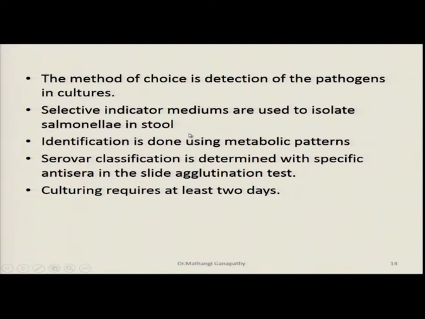So, how do we detect this? Detection of the pathogen in the culture. You take stools, get swabs, and then isolate the organisms, detecting the pathogens in the culture. Selective indicator mediums are used to isolate the salmonella in the stool. Then identification of the serovars is done based on the metabolic patterns. Serovar classification is determined with specific antisera in a slide agglutination test, and culture requires a minimum of 2 days to get the result.